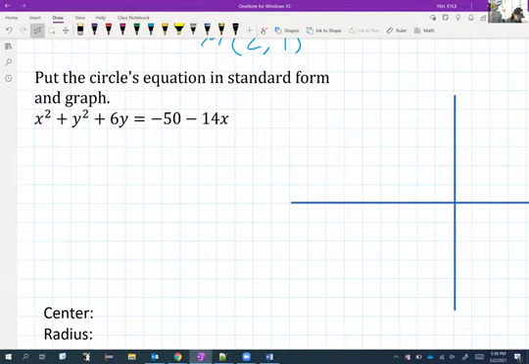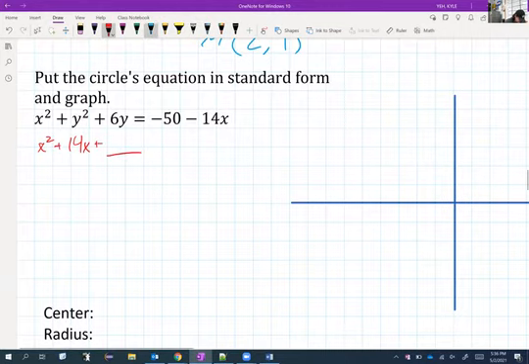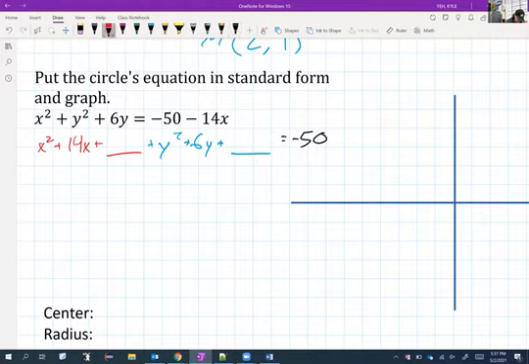So follow along. I'm going to try to color code this. x squared. First thing I'm going to do is add that 14x over to the left. And I'm going to say plus blank. Plus y squared plus 6y plus blank equals negative 50 plus red blank plus blue blank. Got to do the same thing to both sides if we add something.